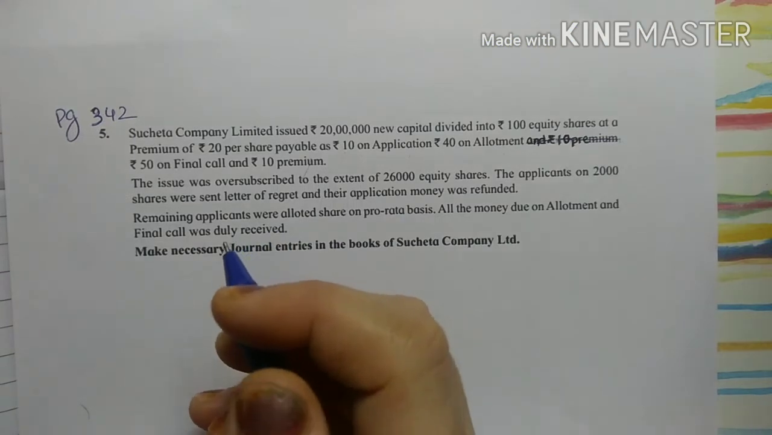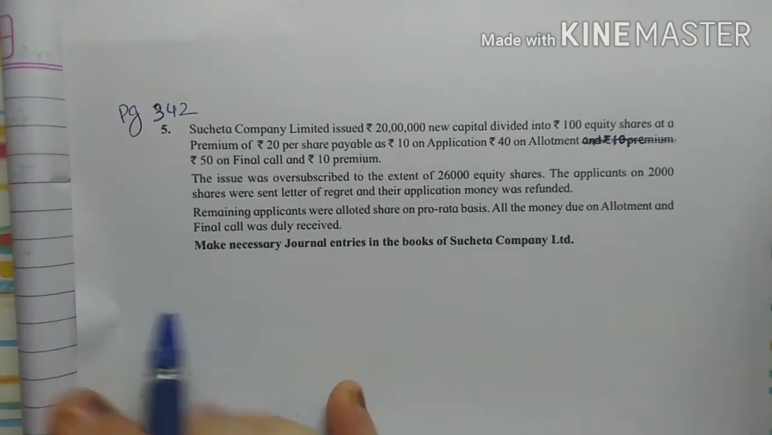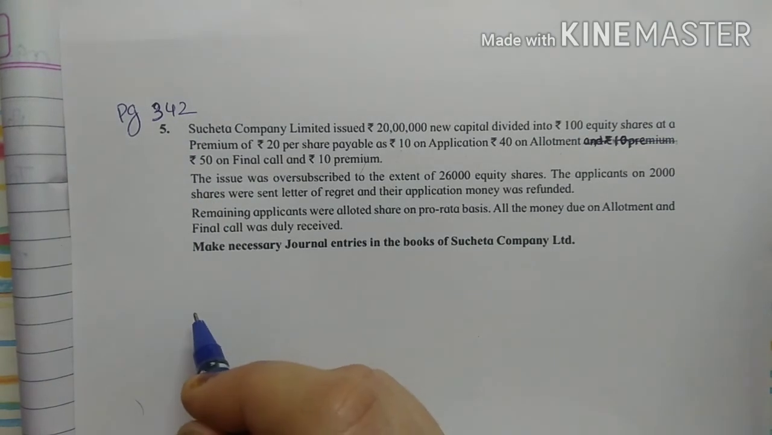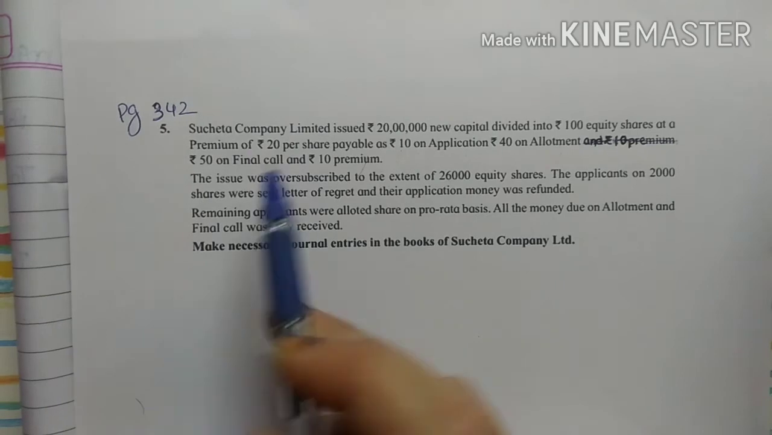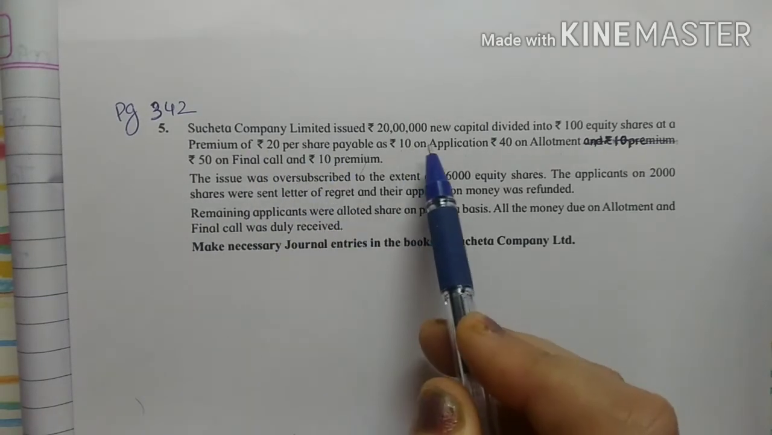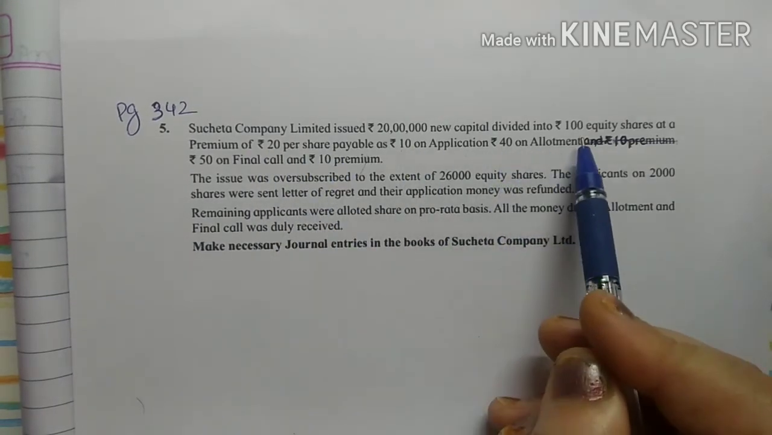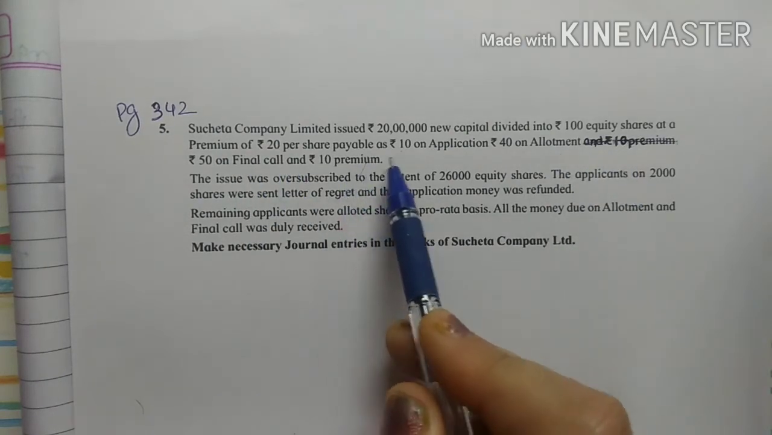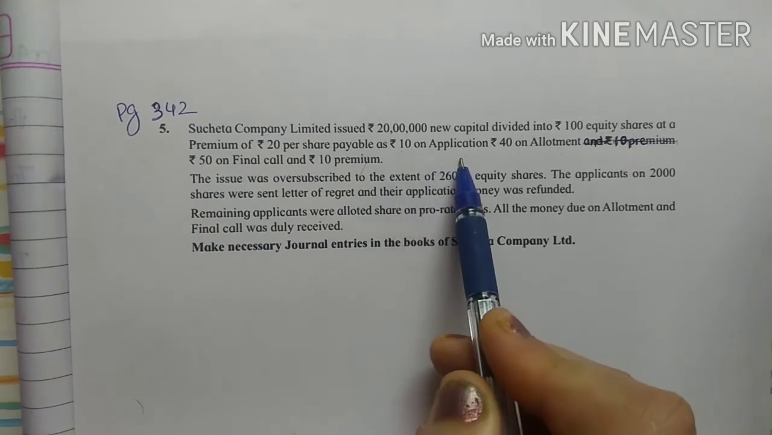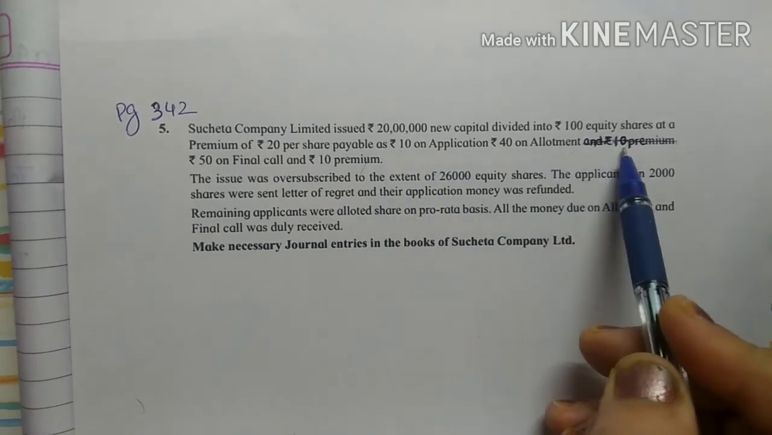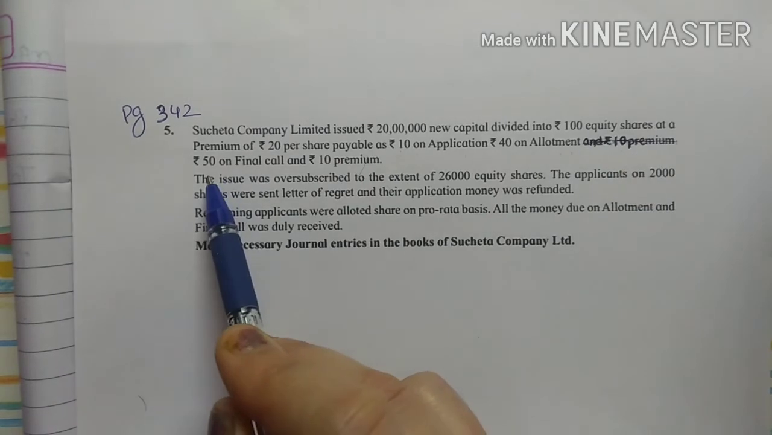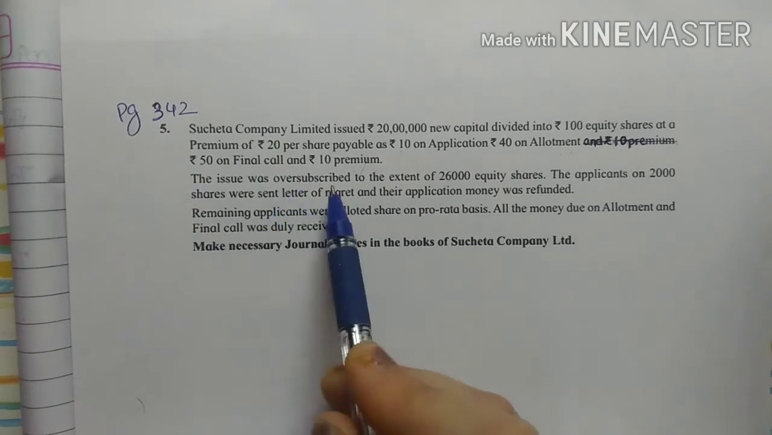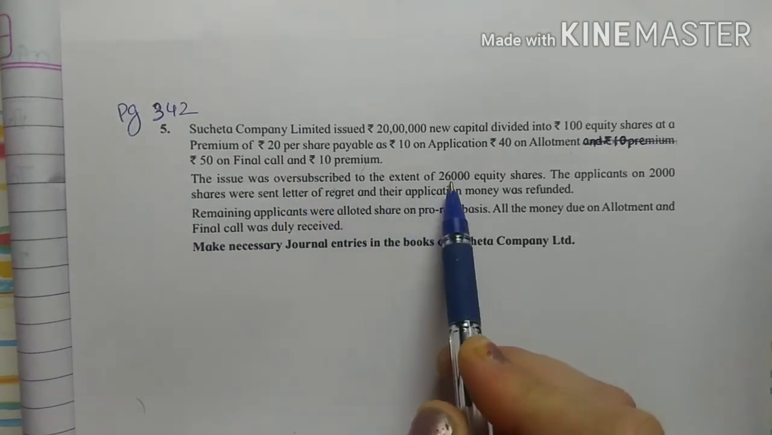Hello students, today we are going to solve question number 5, which is on page number 342 of your textbook, of issue of shares. So first I am going to read out the problem. Sucheta Company Limited issues 20 lakh new capital divided into 100 equity shares at a premium of rupees 20 per share, payable rupees 10 on application, 40 on allotment and rupees 10 premium, and rupees 50 on final call and 10 premium. So the issue was oversubscribed to the extent of 26,000 equity shares.